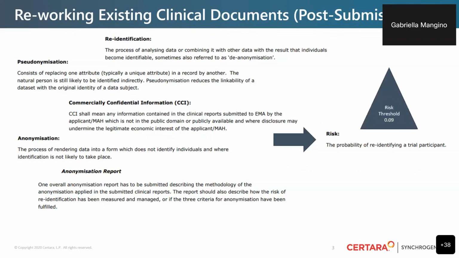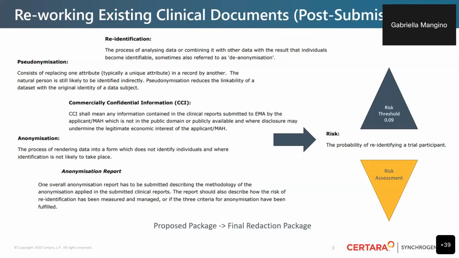And then, of course, we always want to do everything to our document for T&D efforts with our risk in mind. Risk is the probability of re-identifying a trial participant. So oftentimes we're setting our risk threshold at 0.09, and we're running a risk assessment on our data before we are opting to redact or anonymize particular data fields within that data set. So lots of different variables, lots of different process steps in the workflow are going into reworking existing clinical documents post-submission.